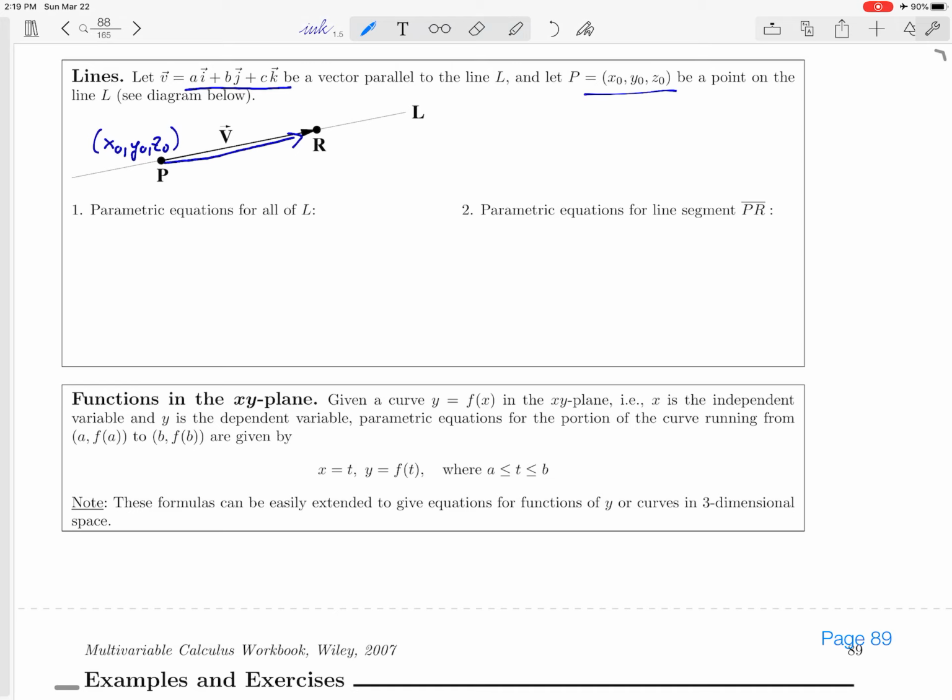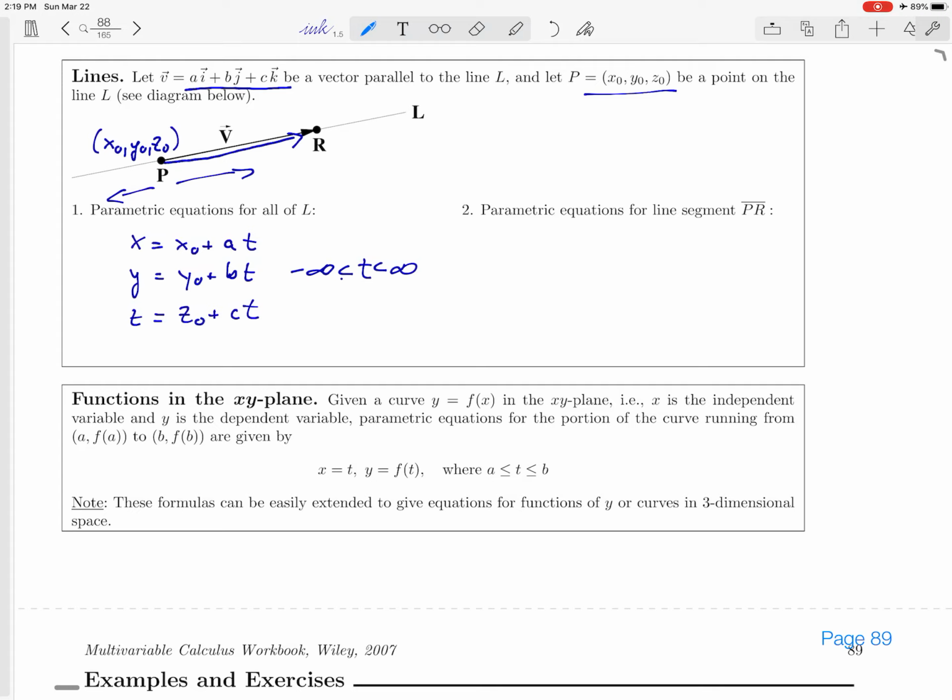And we can describe this again in 2 different ways. If we want to describe the entire line, we can have x is equal to x0 plus at, y is equal to y0 plus bt, z is equal to z0 plus ct. And if we want the entire line, we'll just let t go from minus infinity to infinity. And so for positive values of t, we would get everything in this direction of P, and for t less than 0, we would get everything in the opposite direction.